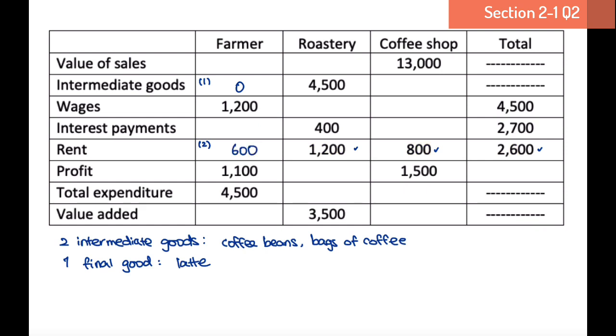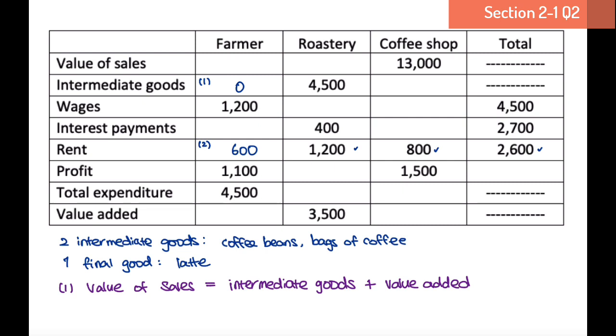To fill out the rest of the blanks, you only need to keep in mind two things. First, your final value of sales is the sum of your intermediate goods, which is what you're using as a basis for your good, which typically is bought from another producer. So for the roastery, the intermediate goods that they buy would be the coffee beans produced by the farmer. And then by creating the bags of coffee, they create a new value, and that's what we call value added.